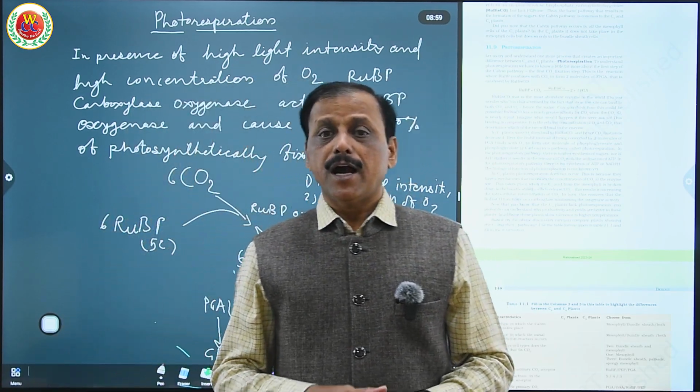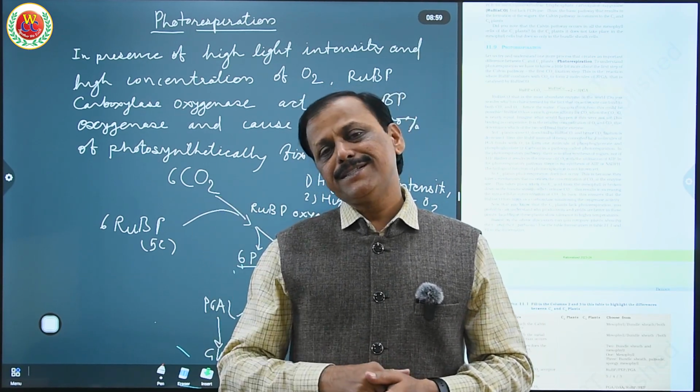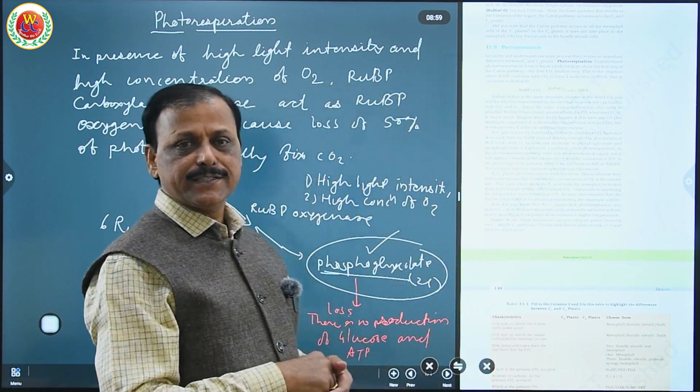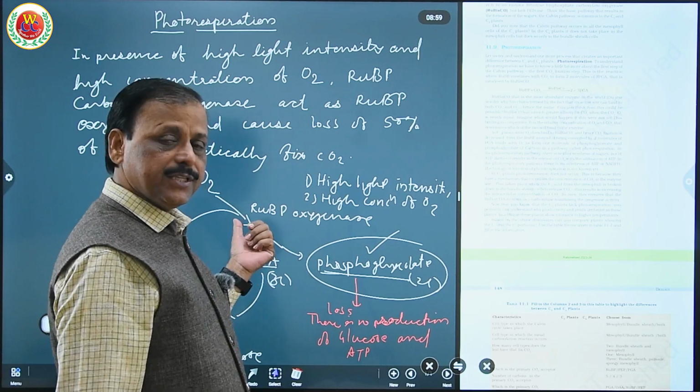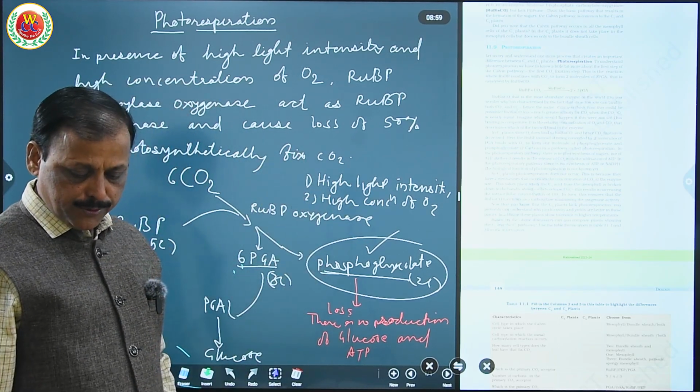Now, how is this photorespiration overcome by the plant? This happens in the C3 cycle, or in plants which have the C3 cycle. But C4 plants are adapted to overcome this photorespiration, which we are going to learn in the next part of the video.